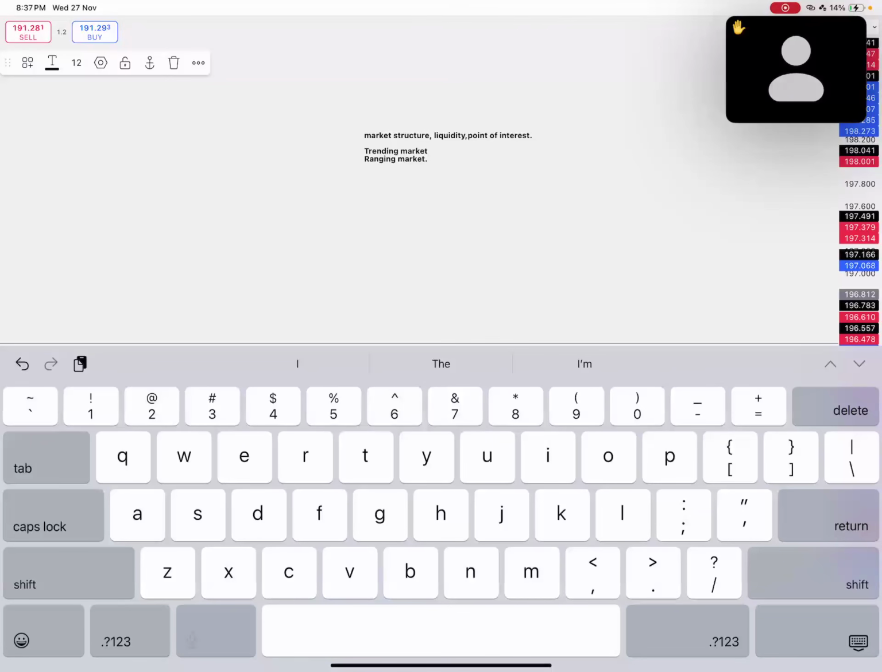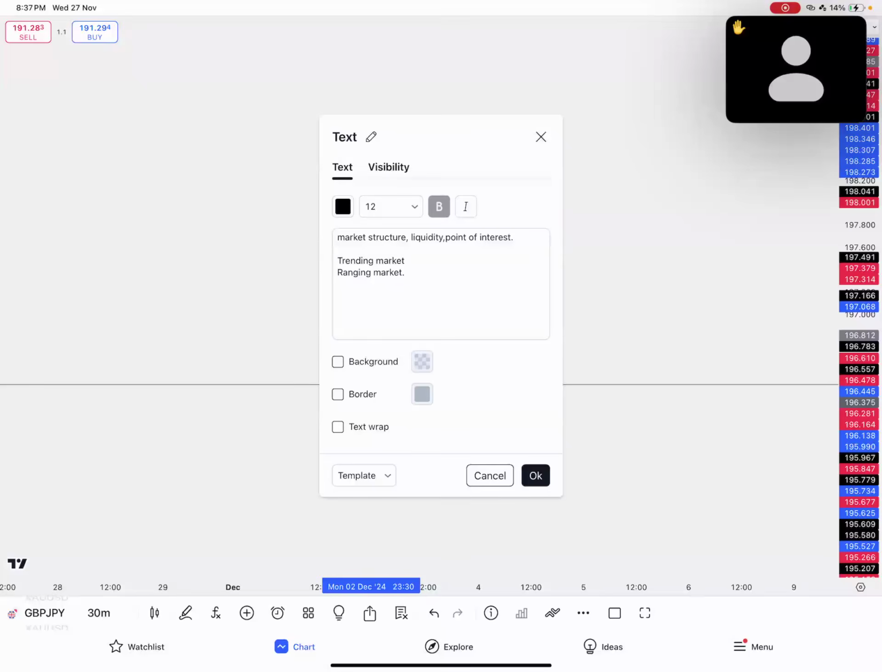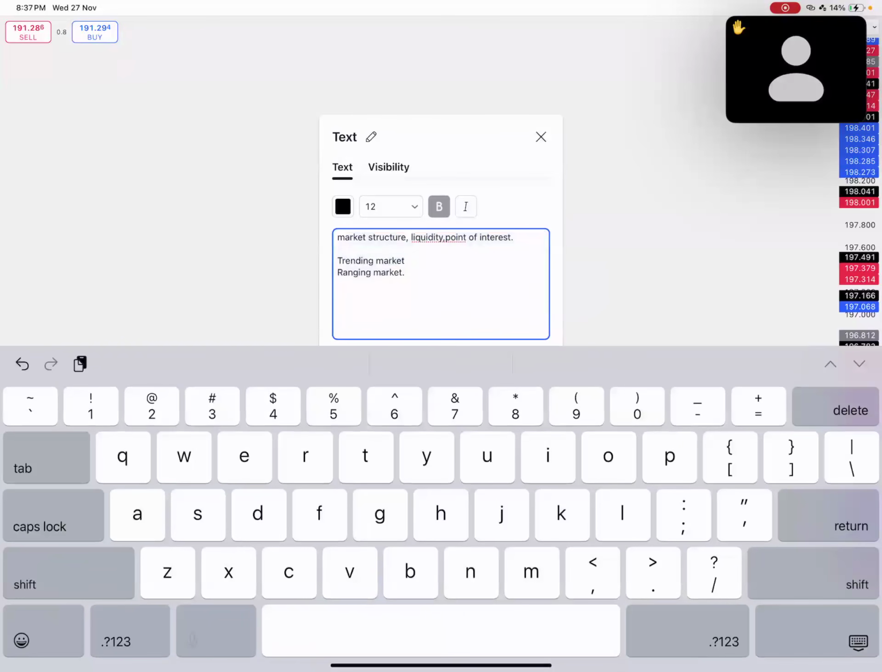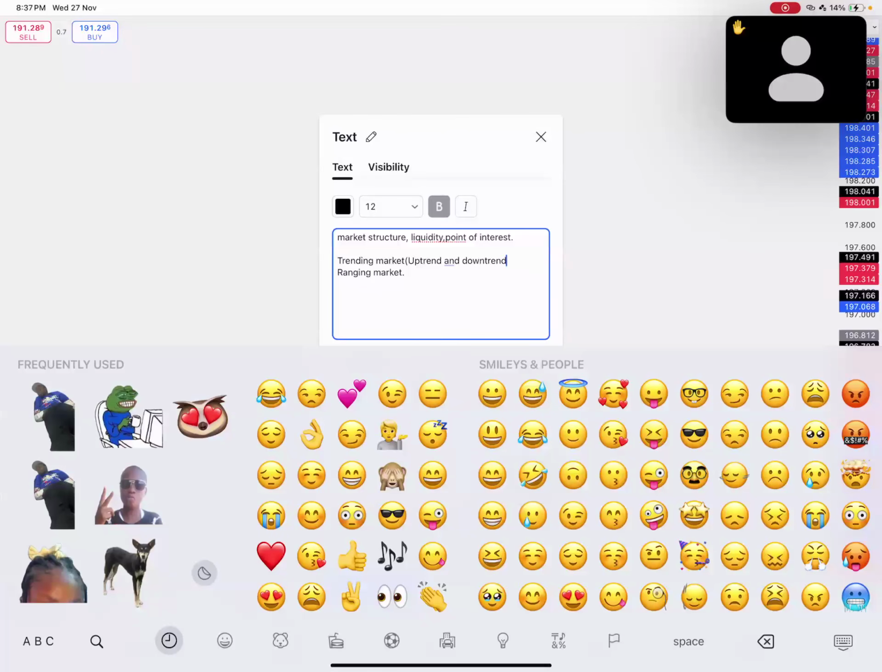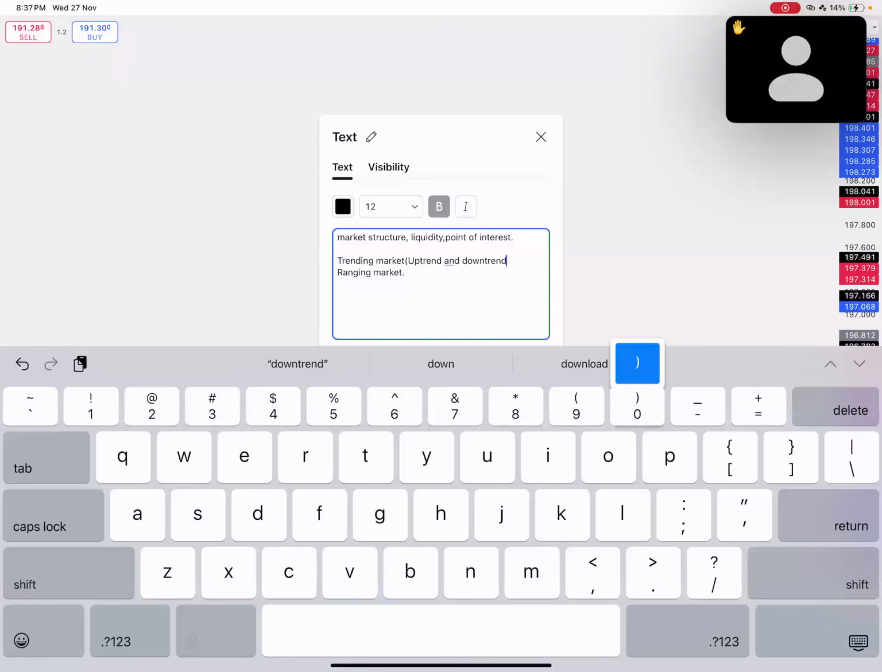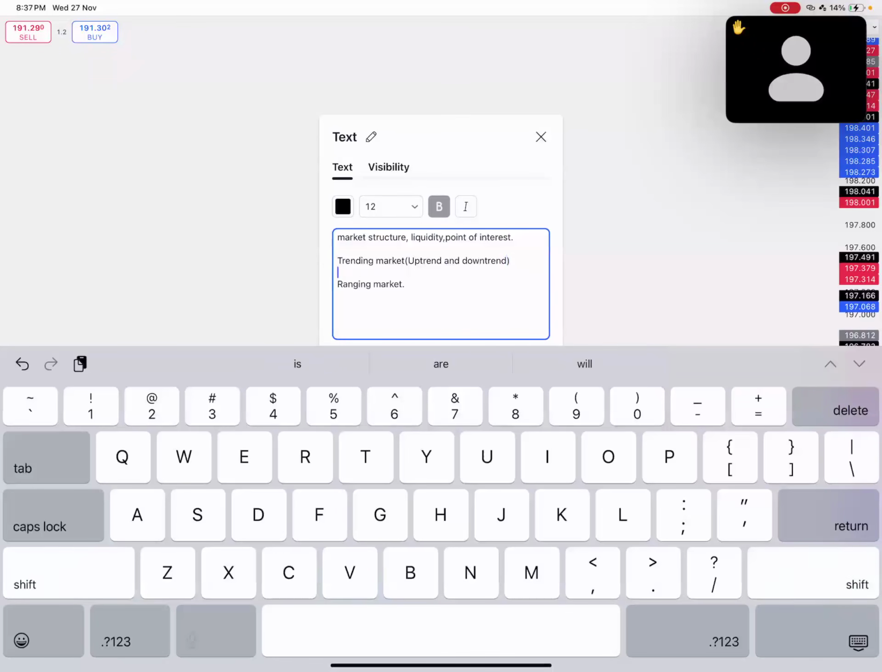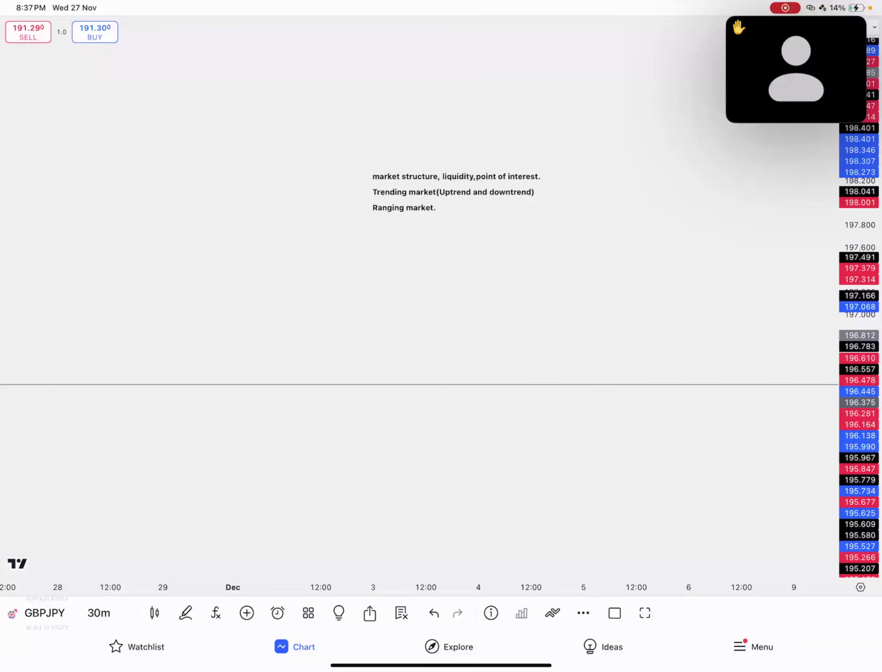In the trending market, you now have two types of trending markets. You have the uptrend, and then you have the downtrend. So here is where you have your uptrend and your downtrend. And then you now have your ranging market.